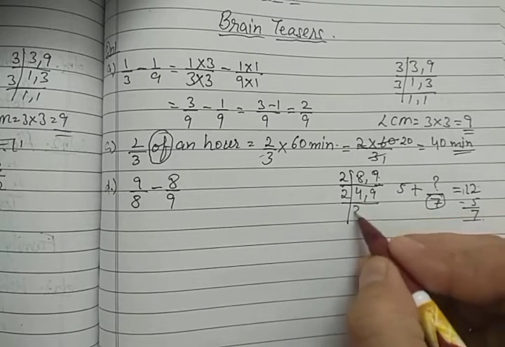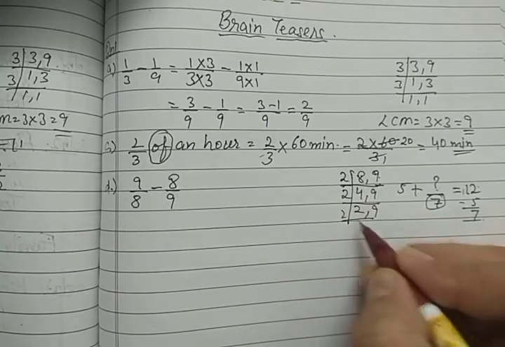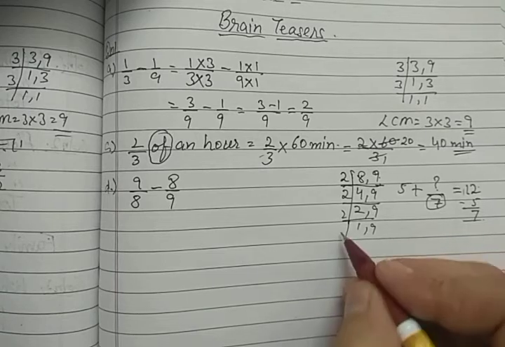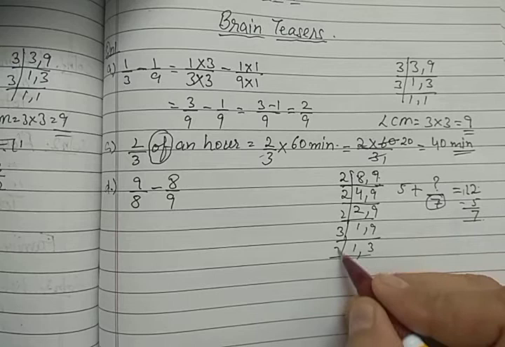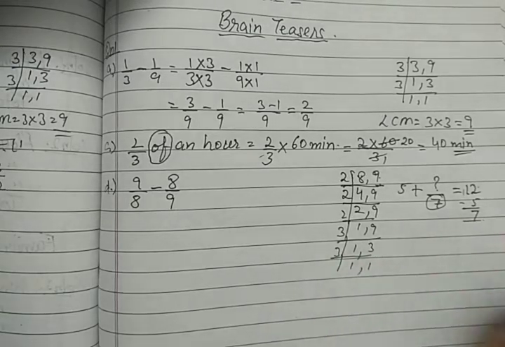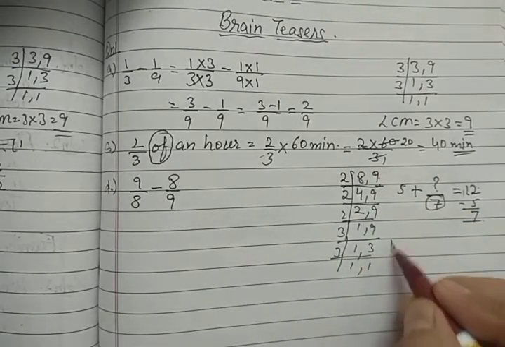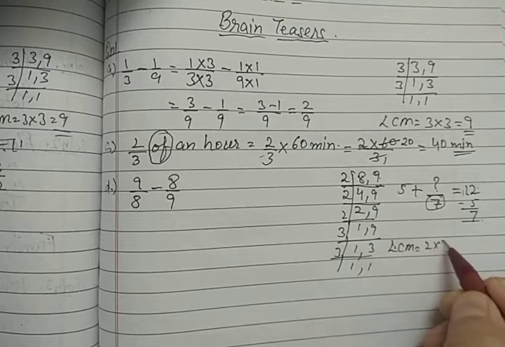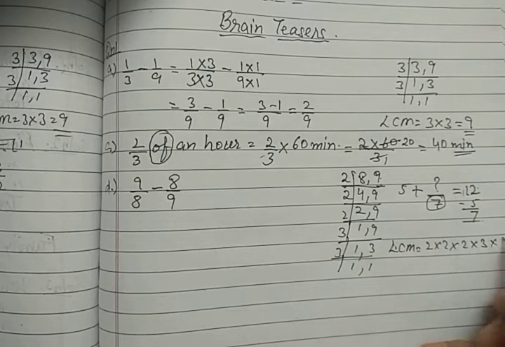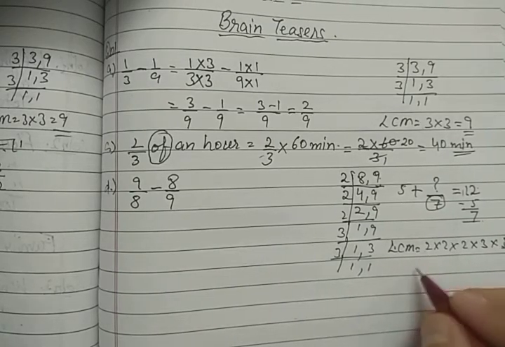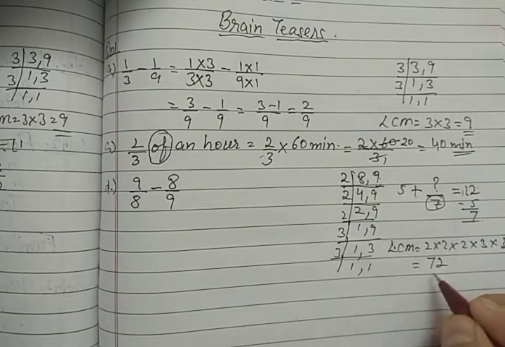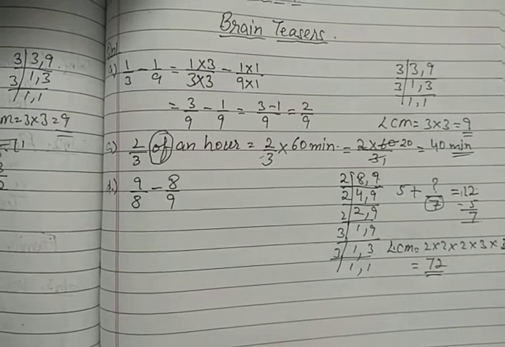Now again 2 2s are 4. 9 does not come. 2 1s are 2. 9 does not come. Then 3 3s are 9. Then 3 1s are 3. So the LCM is 2 into 2 into 2 into 3 into 3. 2 2s are 4, 4 2s are 8, 8 3s are 24, and 24 3s are 72. So our LCM is 72.